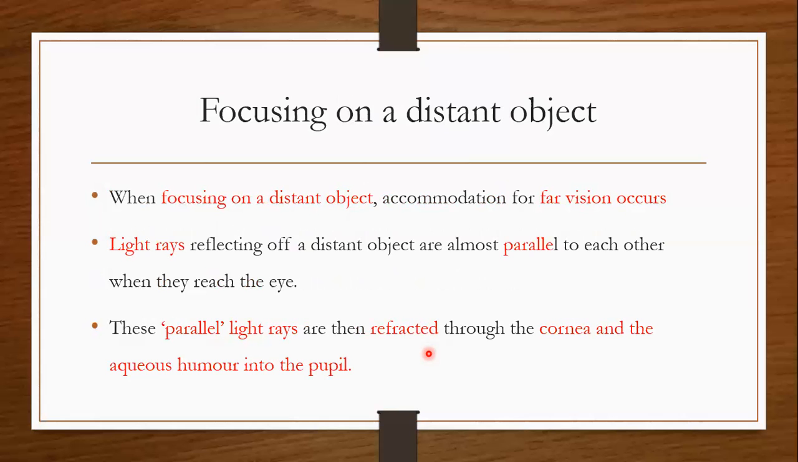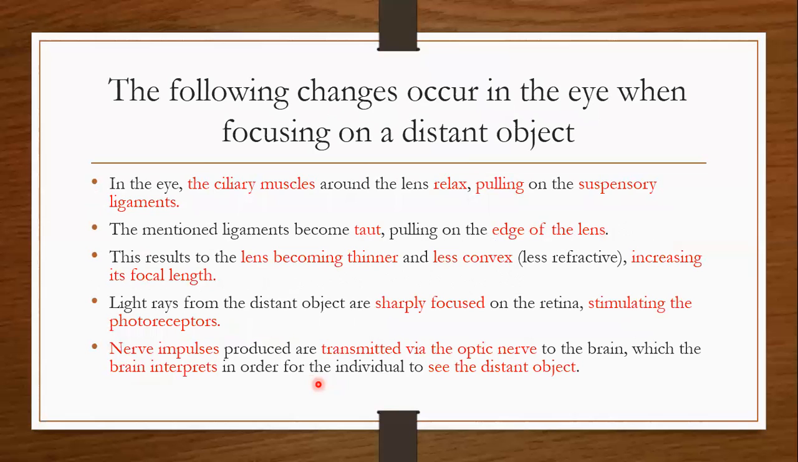Let's see what happens when you have to focus on a distant object. When you have to focus on a distant object, the accommodation for far vision occurs. So the light rays reflecting off a distant object are almost parallel to each other when they reach the eye. These parallel light rays are refracted through the cornea and aqueous humor into the pupil. So these changes occur in the eye when you have to focus on a distant object.